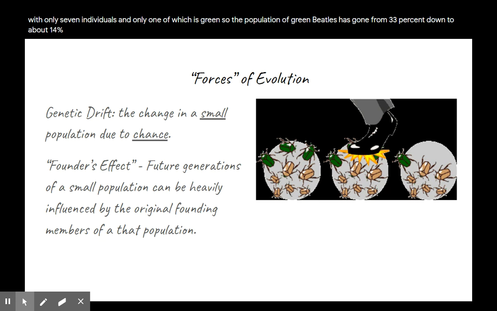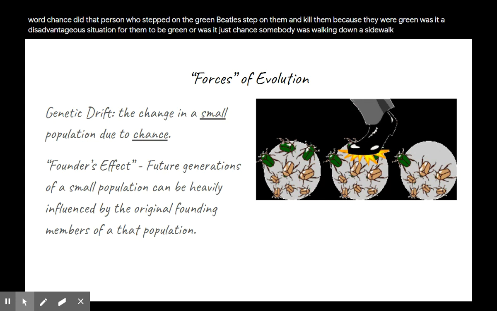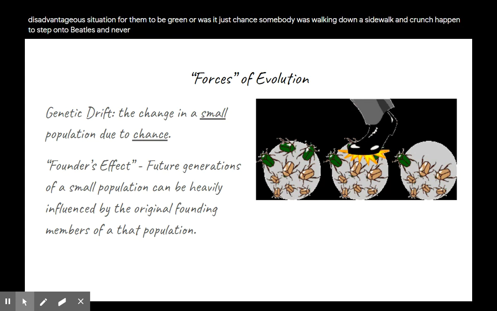That's a pretty drastic change in the course of 2 seconds. So a change in a small population due to chance. And now let me emphasize that word chance. Did that person who stepped on the green beetles step on them and kill them because they were green? Was it a disadvantageous situation for them to be green, or was it just chance? Somebody was walking down a sidewalk and crunch, happened to step on 2 beetles and never even noticed. That drastically changed, due to chance, the gene frequencies within that particular population. That population has changed in a matter of seconds.